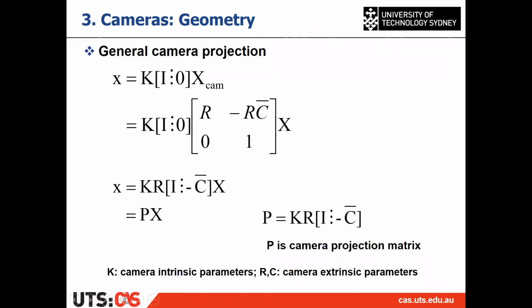All right, and from this matrix, if we consider the matrix before the capital X as P, that P is called the camera projection matrix. This means if you have a camera with its pose as well, then for a 3D point in the world coordinate frame, you can just use that matrix to do the projection. That is the camera projection matrix.